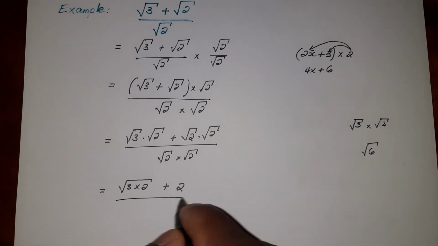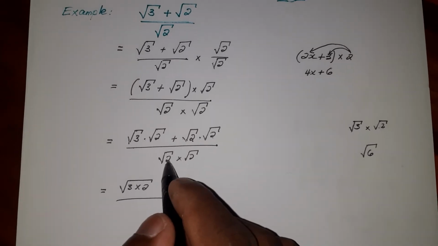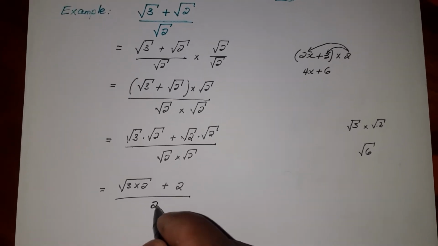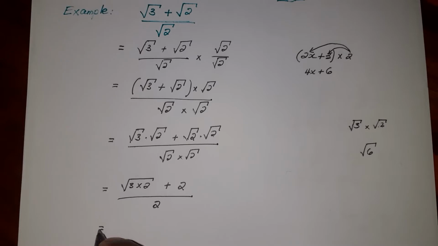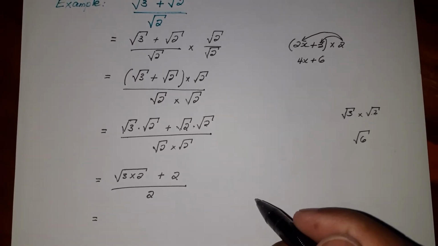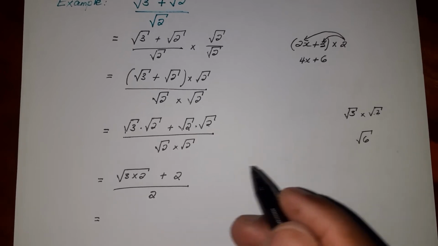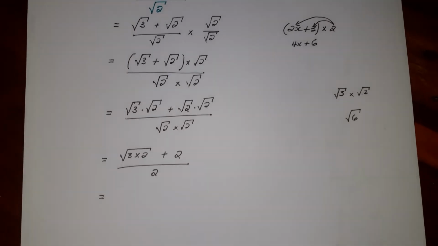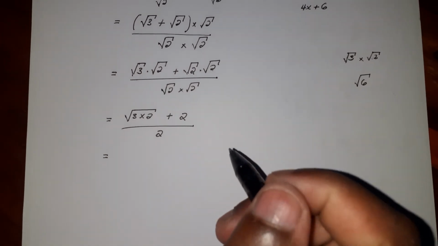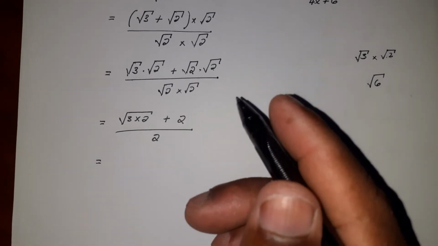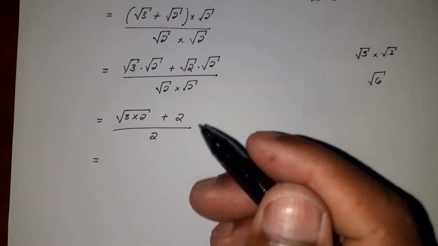Keep that in mind. Over the same here, square root of 2 times square root of 2, we get 2. Again, do not cancel this and that 2. It is wrong. So you just work out the steps, you will see where it will lead.